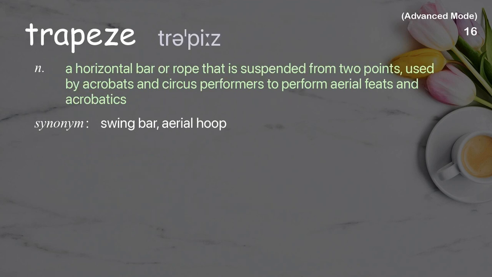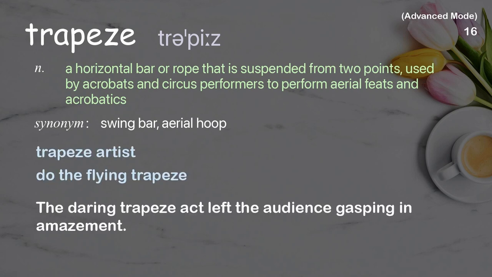Trapeze: a horizontal bar or rope that is suspended from two points, used by acrobats and circus performers to perform aerial feats and acrobatics. Examples: trapeze artist, do the flying trapeze. The daring trapeze act left the audience gasping in amazement.